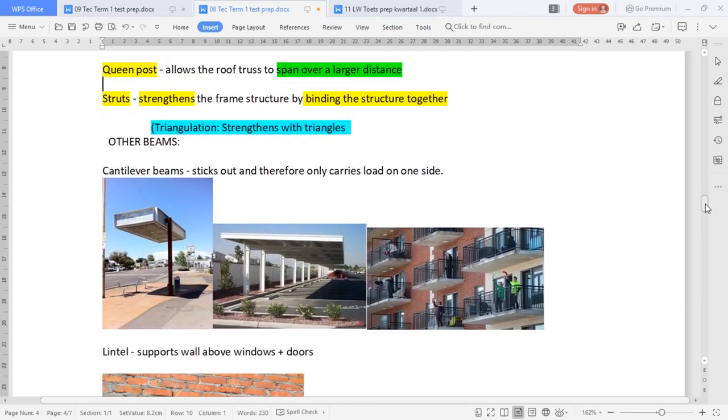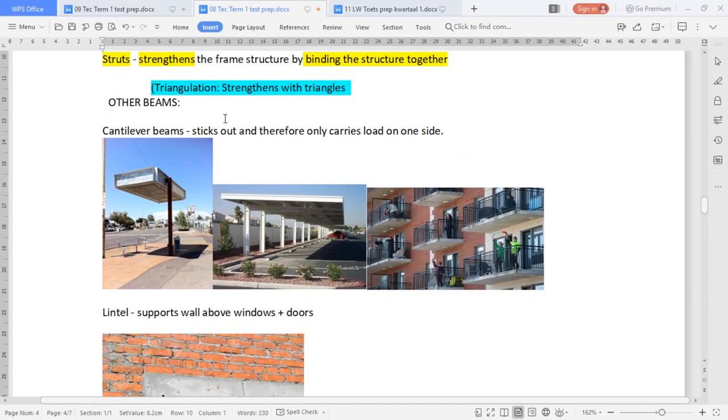Right, then we can get different types of beams. So here we've got other beams. The first one is a cantilever beam. The cantilever beam basically sticks out. So it is only supported on one side. So it only carries a load on one side. You can have a look at this picture here. We've got a column here, and this is the cantilever because it sticks out. It's only attached to one side.